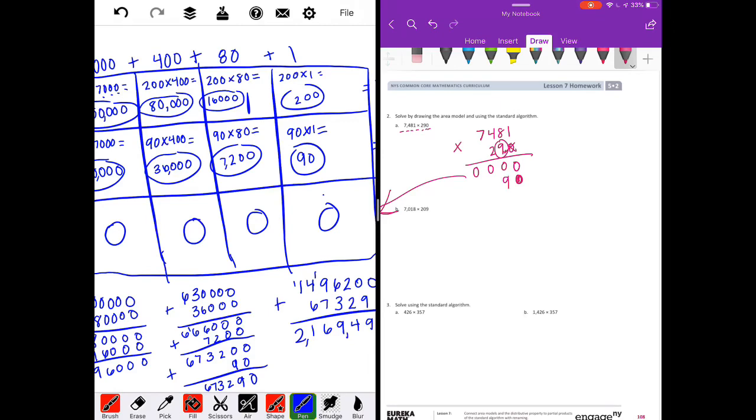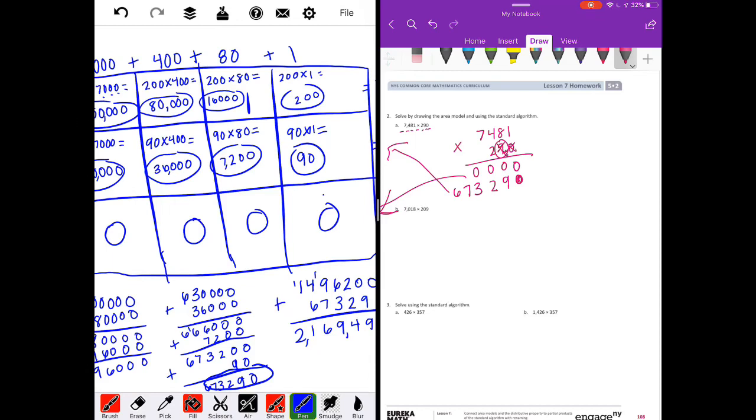9 times 1 is 9. 9 times 8 is 72. Carry the 7. 9 times 4 is 36. 36 plus 7 would be 43. Carry the 4. 9 times 7 is 63. Plus 4 is 67. So that is our 67,000. 673,290, which is right here, or the middle row. And then let's erase what we carried.